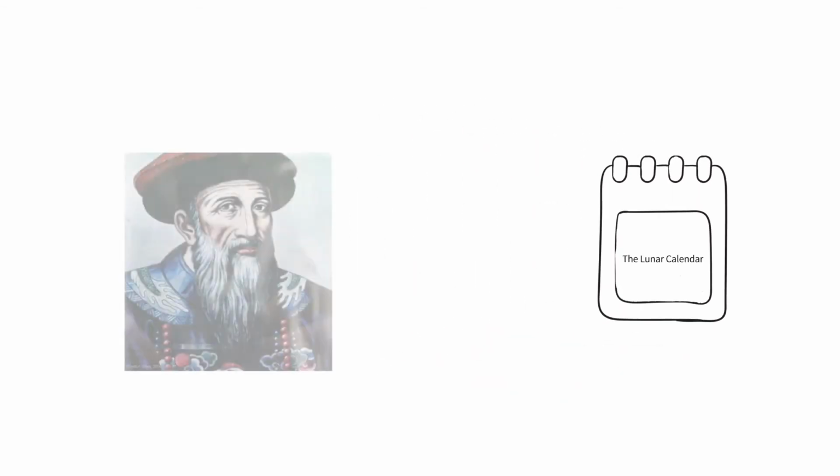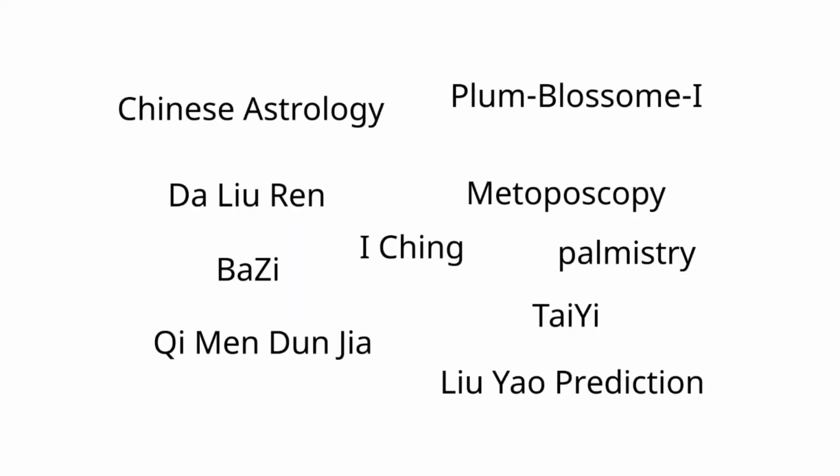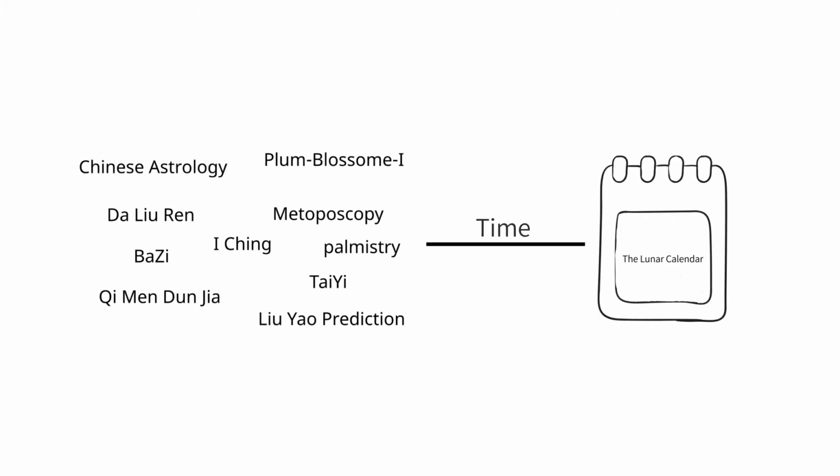What is the Lunar Calendar? The Lunar Calendar is a calendar created by missionaries from Germany who came to China. His name is Tang Ruowang. When the various methods of divination in China involve time, they use the lunar calendar instead of the Gregorian calendar.